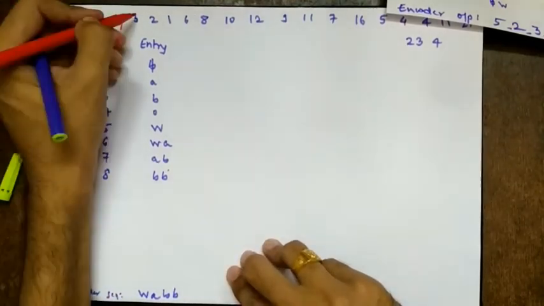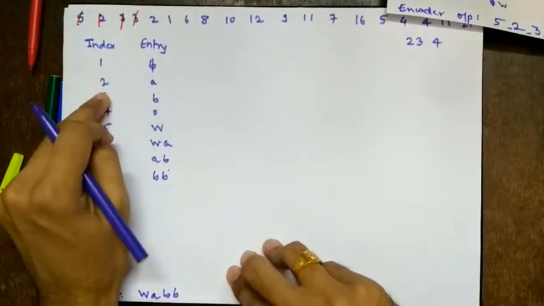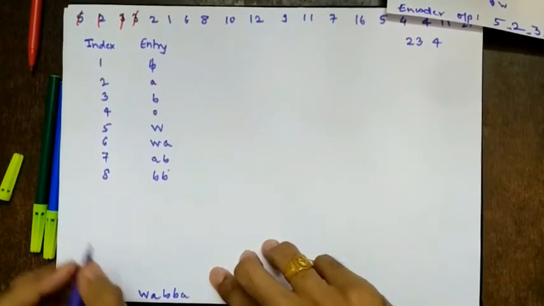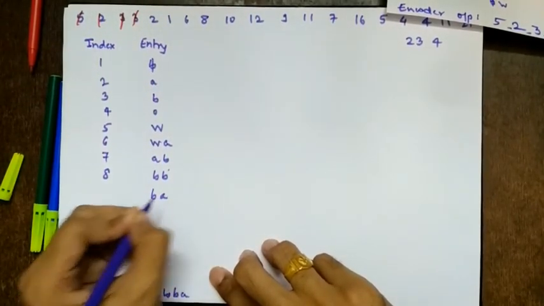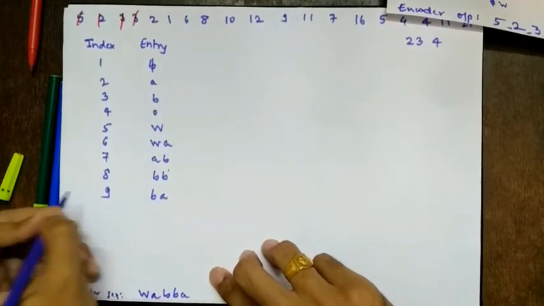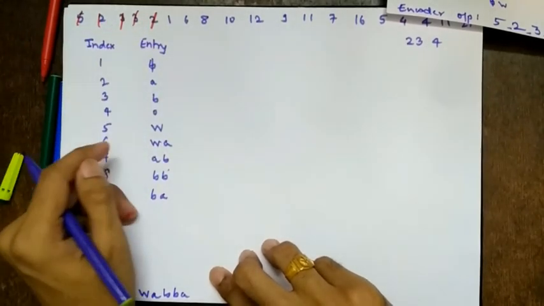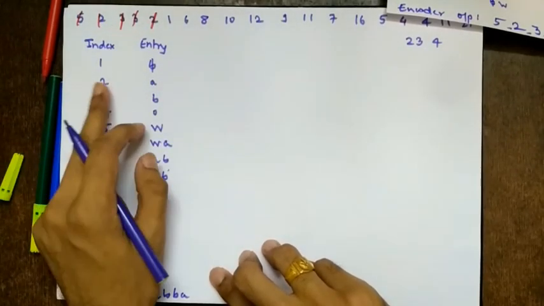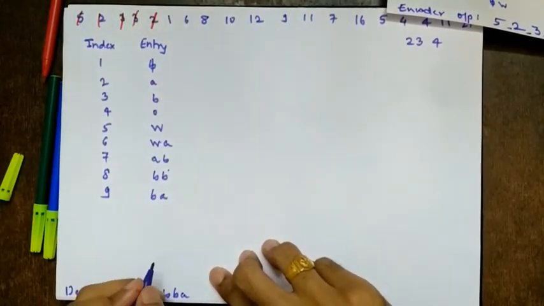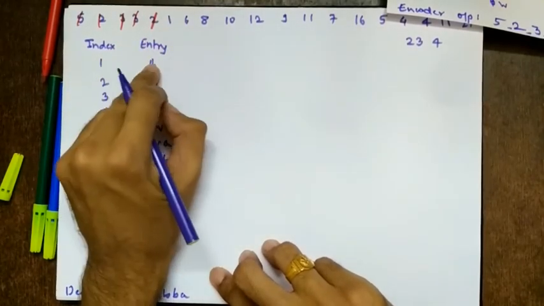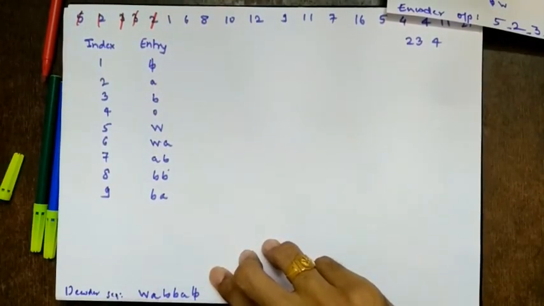So I have decoded again this 3, then I get 2. So 2 is A. So I write A. So this B will come here. The latest I have decoded is A. So BA, it corresponds to 9. So this I have decoded and I get 1. So 1 is what? B bar. So 1 corresponds to B bar. So I'll write B bar, right?